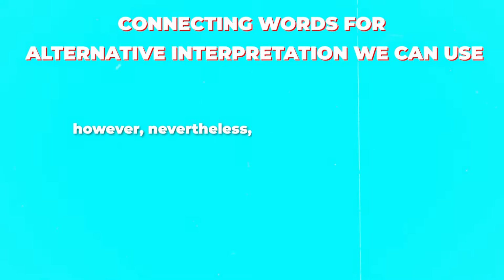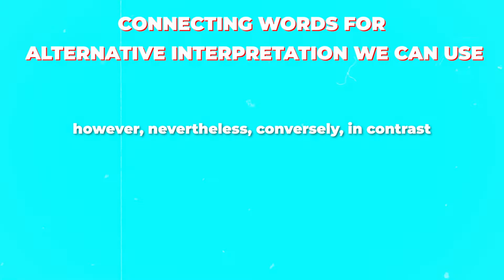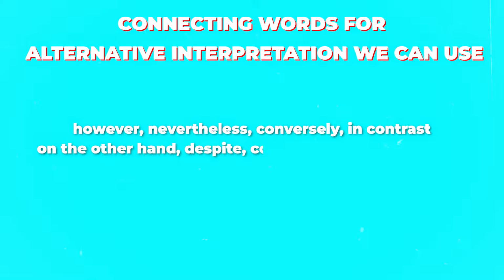If you're always using connecting words to further your point, of course, try to use one to give an alternative point of view. So connecting words you can use to give an alternative point of view are however, nevertheless, conversely, in contrast, on the other hand, despite, contrastingly, juxtaposingly. So you can see we can use those for our alternative point of view. Of course, you can use alternatively as well.